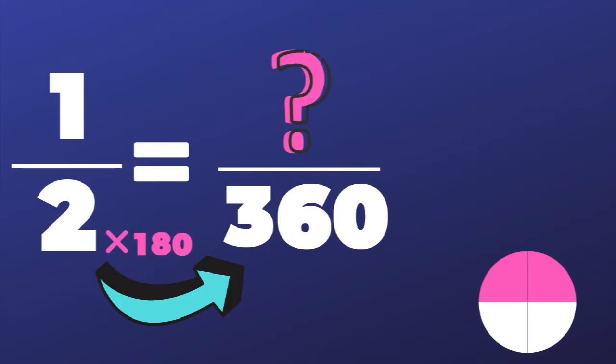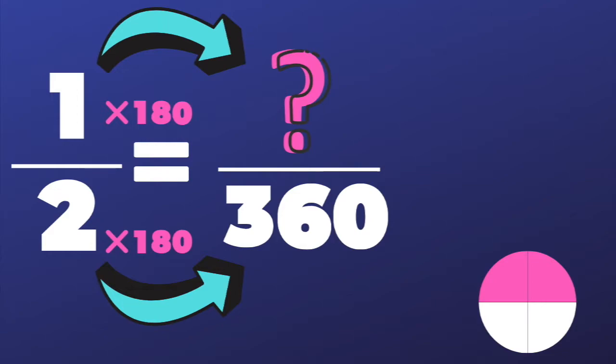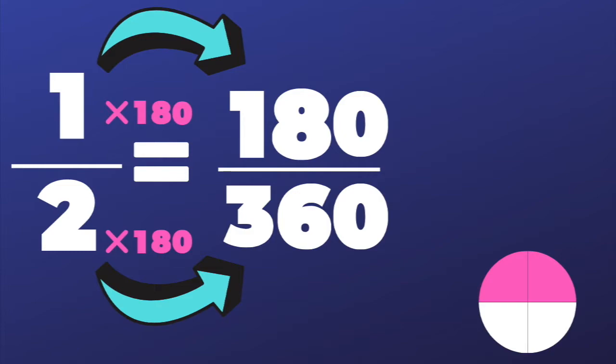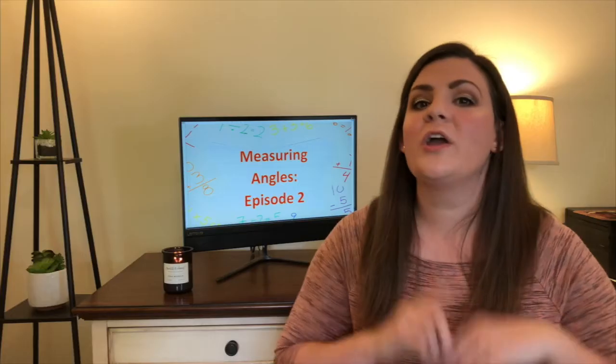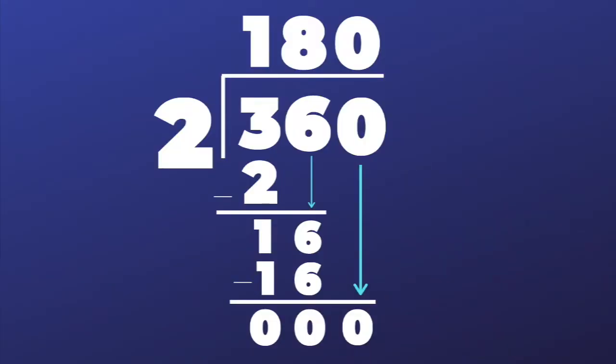So since 2 times 180 gives us 360, whatever we do to the bottom of the fraction, we have to do to the top. Awesome. So now what we're gonna do is take 1, multiply it by 180. What's 1 times 180? 180. An angle that is 180 out of 360ths of a circle has a measurement of 180 degrees. Awesome. We could have also found that by taking 360 and dividing it into halves, or by 2, which would have also given us 180.